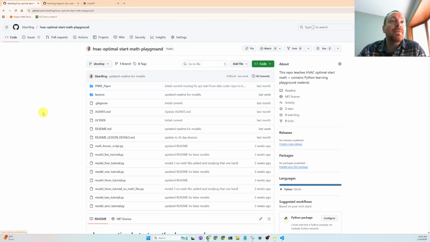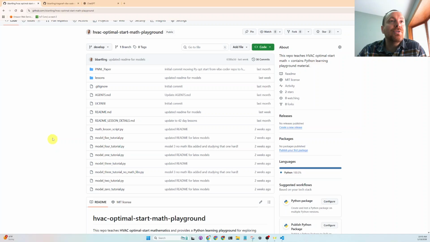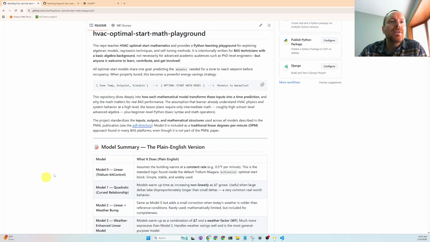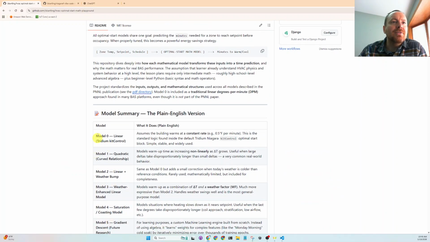Here we are back again at the HVAC Optimal Start Math Playground, studying mechanical engineering theory for how to optimally start HVAC systems. Based off of research, we're feeding in data from the building and looking at some math models defined by the white paper by PNNL, and in a variety of different ways calculating how many minutes it takes to warm up and cool down based on a couple of these models. And we're up to here.